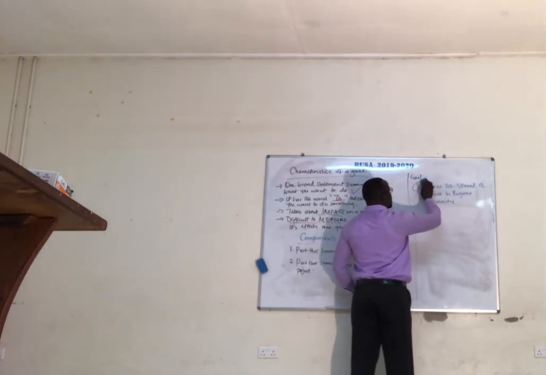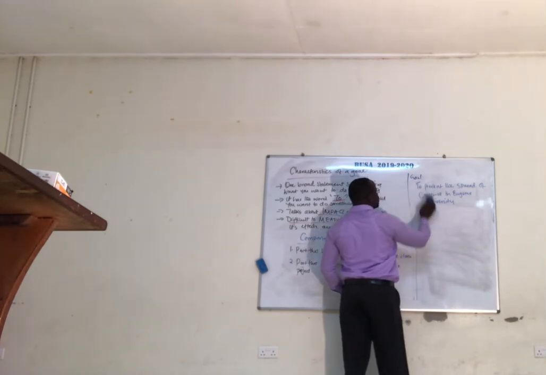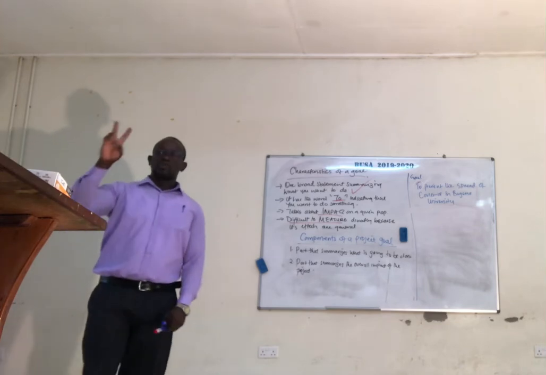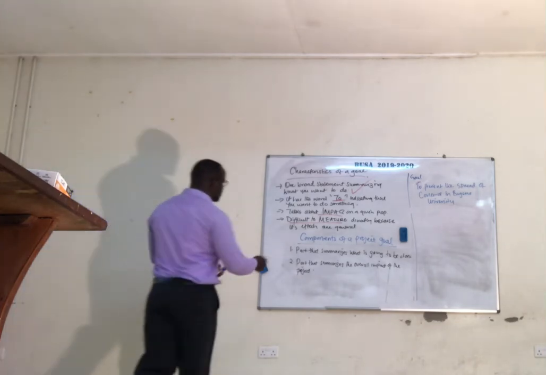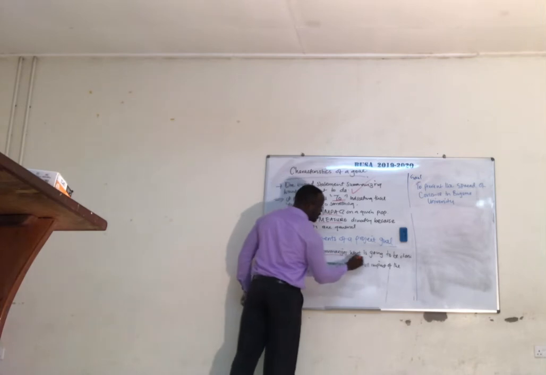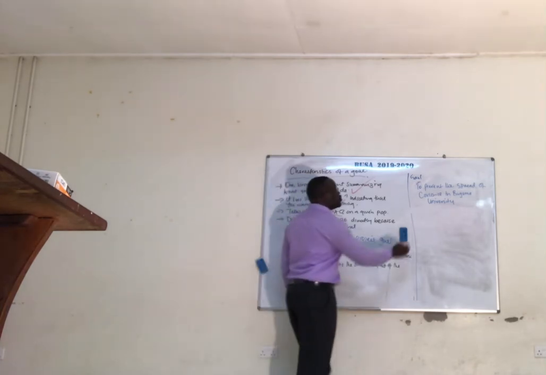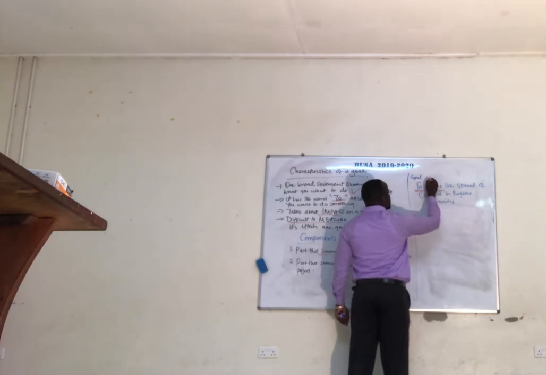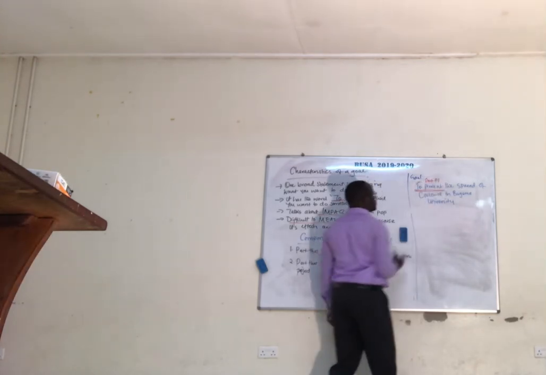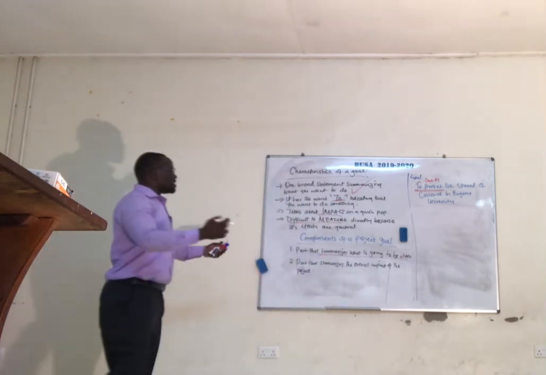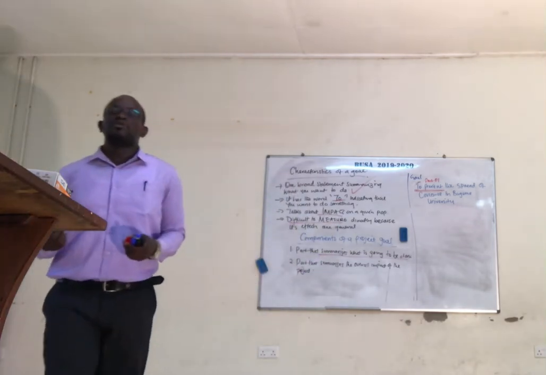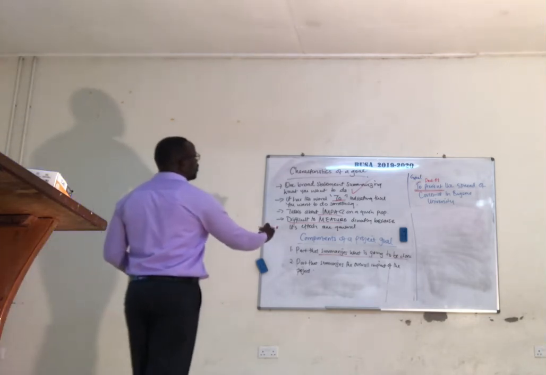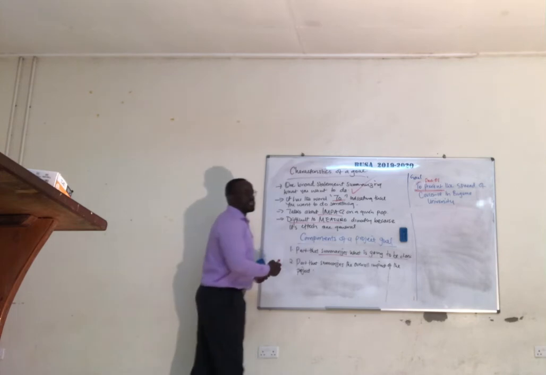Now, I want to look at one part, and the part I'm looking at is the components of a goal. We are saying it has two components. The first component is the part that summarizes what is going to be done. What are we going to do? We are going to prevent. This is part one: to prevent. The part that summarizes what is going to be done. So my goal has met component number one.